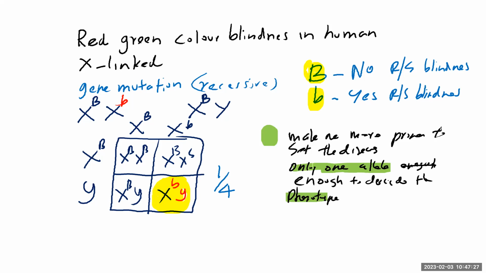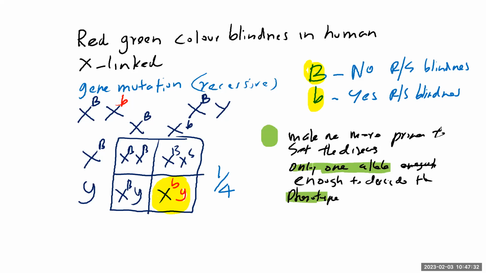Another common condition, and it is not as mild as red-green color blindness, is called hemophilia. Hemophilia is a condition in which the person is unable to clot blood. So, a defect in blood clotting.